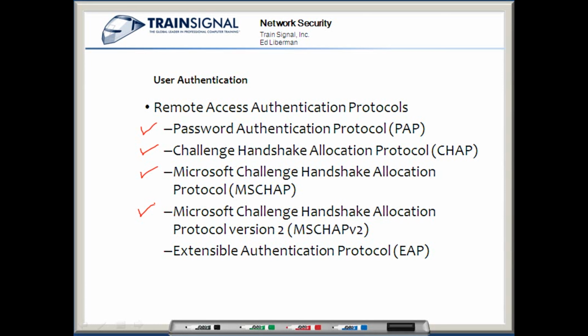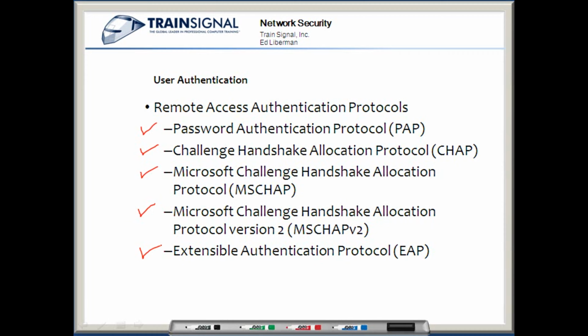Now, there is one other form of remote access authentication protocol, and that is the Extensible Authentication Protocol, or EAP. The Extensible Authentication Protocol is one that allows us to go ahead and use multi-factor authentication via remote access. Now, what do I mean by multi-factor authentication? Well, one way that we can help secure authentication to a system is by implementing more than one factor of authentication. Now, here's what I mean.